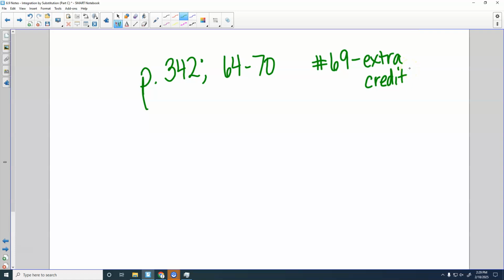Okay, so the assignment is going to be 64 through 70, but number 69 is a very difficult problem, and I had to go find the answer, not just the answer key. Our old textbook had an answer guide with it that had them worked out. I still had trouble, but I did eventually get the right answer. So number 69 will be extra credit.